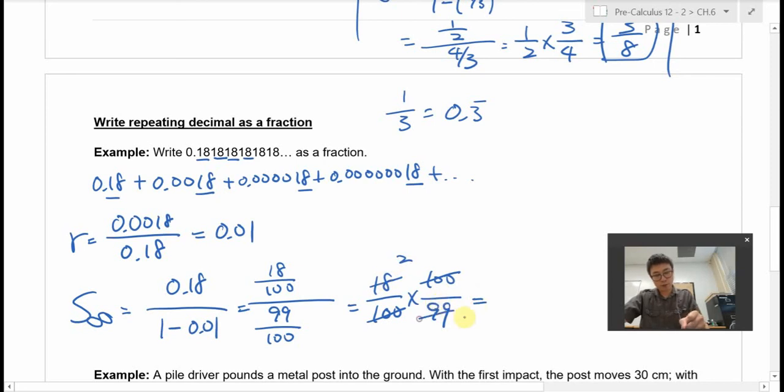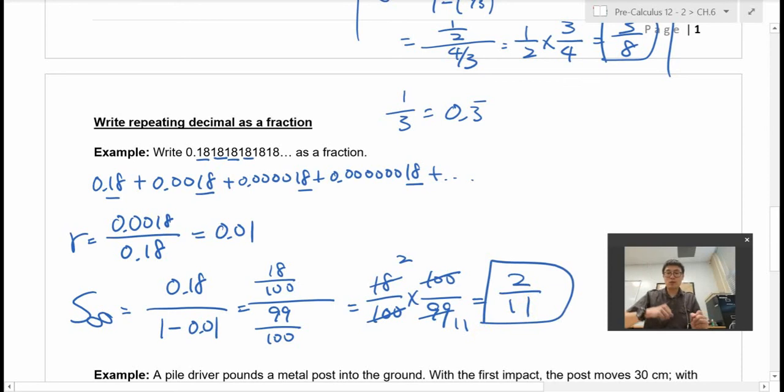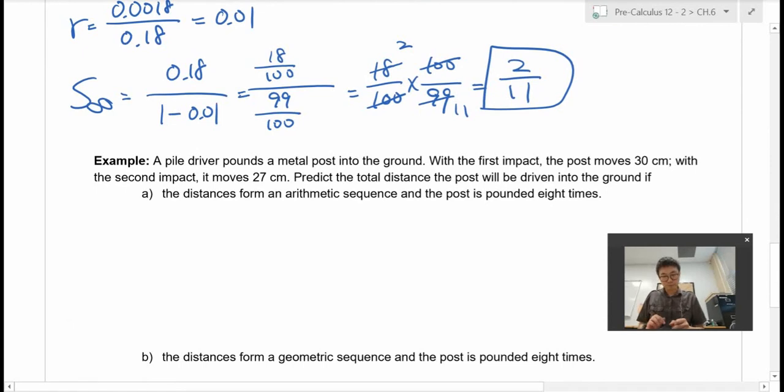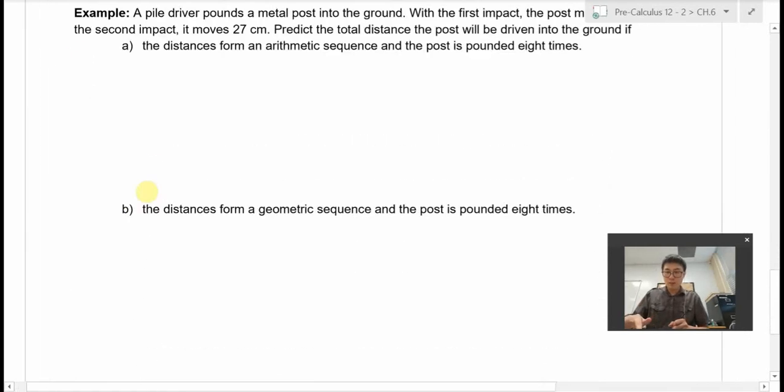18 divided by 9 is 2, 99 divided by 9 is 11. So 2 out of 11 is actually 0.18181818, and so on. If you don't believe me, you can absolutely put this 2 out of 11 into your calculator, and you'll see you'll get 0.18 repeating. Okay, so that's kind of cool. We can actually turn a repeating decimal into a fraction. That's kind of neat.